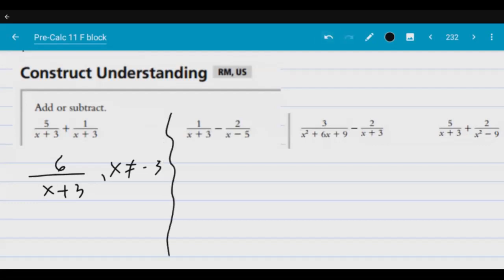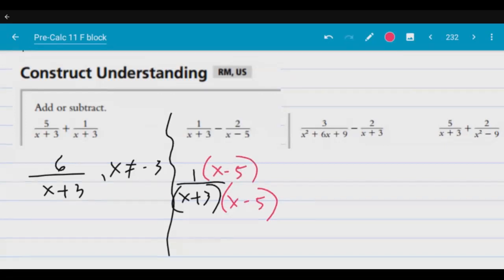What about this one? Oh, this one, you don't have the same denominator. So that means you will have to come up with a common denominator. And the only way for you to do this would be to just multiply this by this, okay? So that means the first fraction, which has 1 over x plus 3 only, if I want to give it the same denominator as this one, I will have to multiply it by x minus 5. But I will multiply the top by x minus 5 as well, okay?